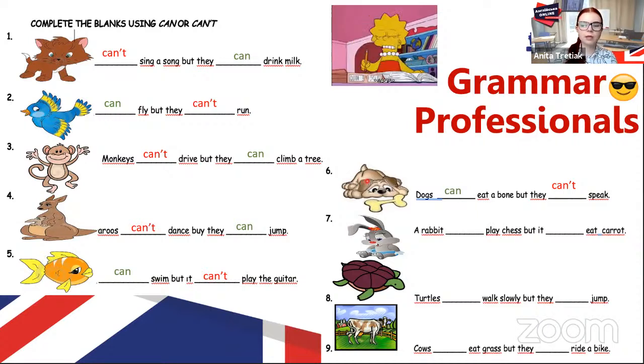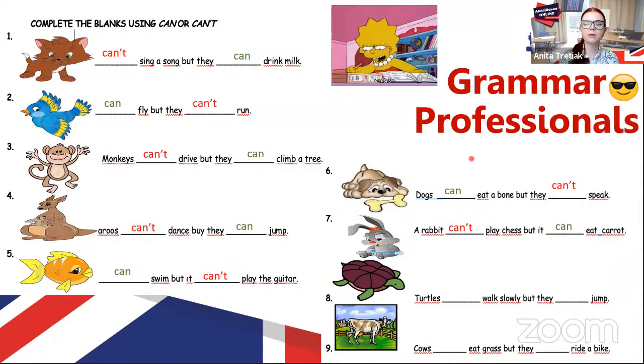So can a rabbit play chess and can it eat carrot? Let's see. You have some time to send your answers. Right, it's time to see that a rabbit can't play chess. That's true. And it can eat carrot.